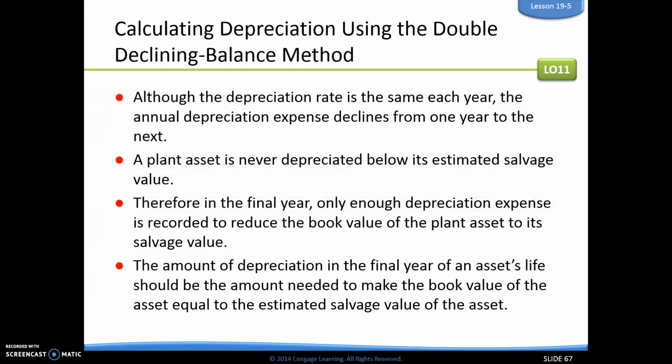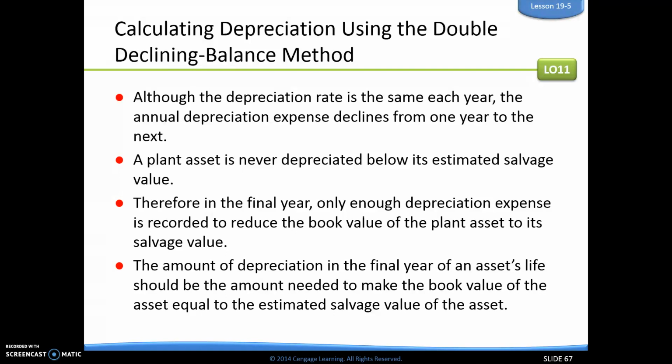Now, although the depreciation rate is going to stay the same each year, the annual depreciation expense declines from one year to the next, like we just saw. A plant asset, however, is never depreciated below its estimated salvage value, which is why it's very important that we know that. Therefore, in the final year, only enough depreciation expense is recorded to reduce the book value of the plant asset to its salvage value.